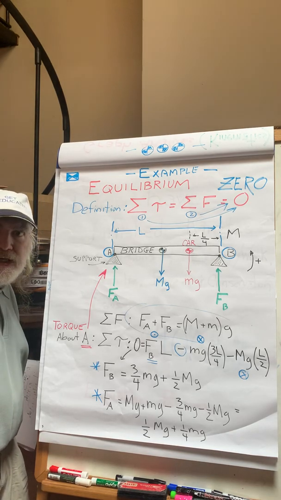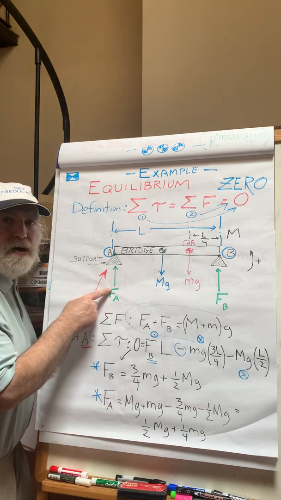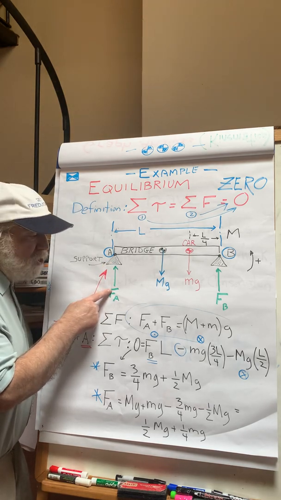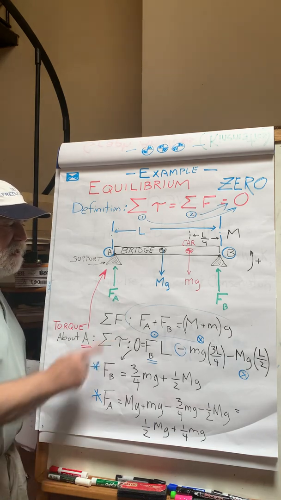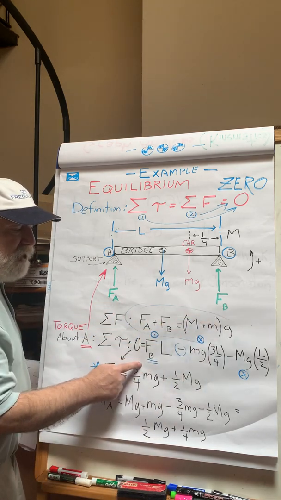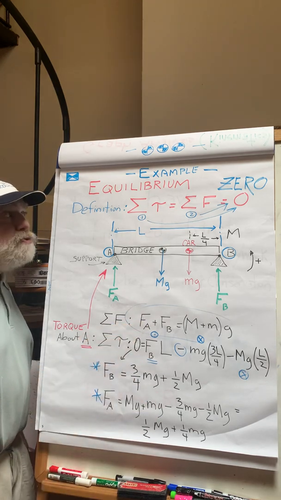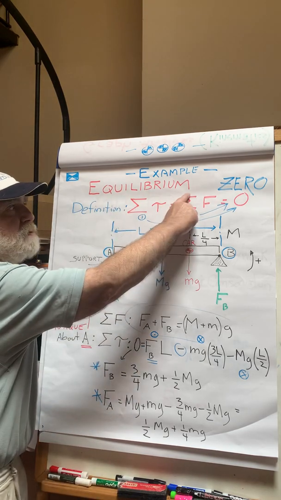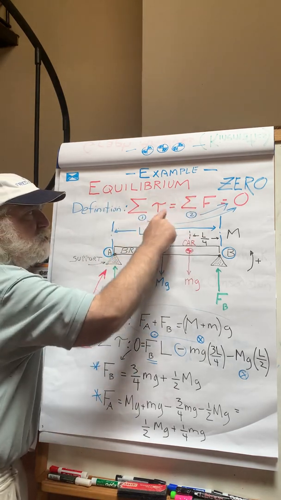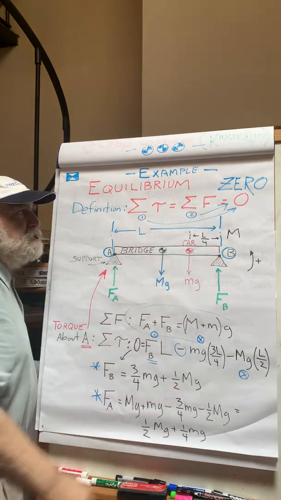The secret is to pick a pivot point through one of the unknown forces, which will take it out of the picture in the torque equation and allow you to solve for the other force directly. Once you do that, you plug it into the force equation, and both forces have been found, establishing the equilibrium condition that the sum of the torques must be zero and the sum of the forces must be zero.